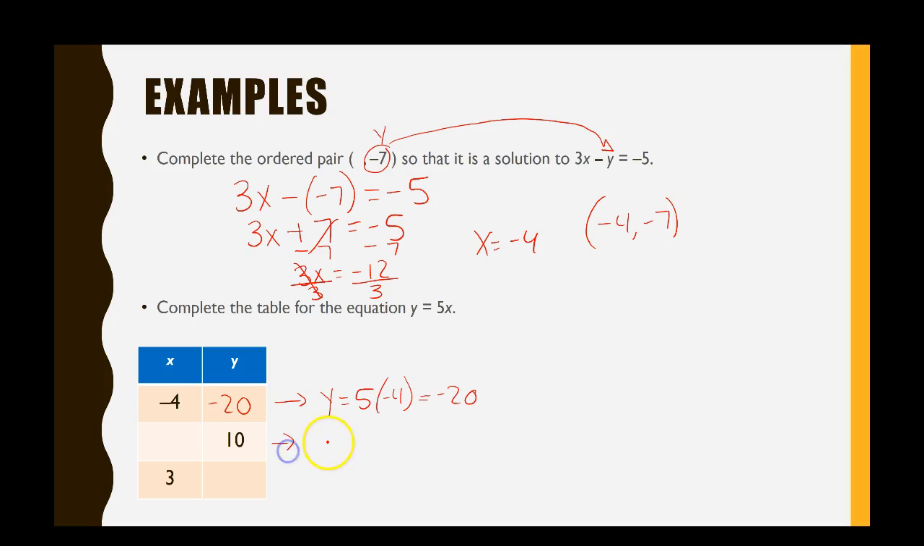For the second one, I now know y is 10, so 10 equals 5x. Divide by the 5 to get x by itself, and you get x equals 2, 10 divided by 5. And then the third one, y equals 5 times 3, which is 15. Okay, so just make sure you're plugging in x values for the x in the equation, y values for y in the equation, and then go through your steps to solve equations.